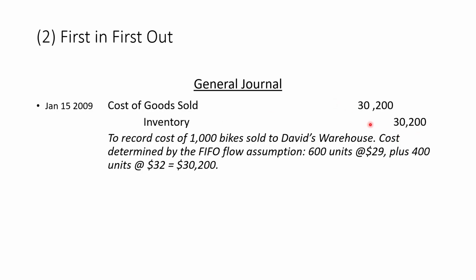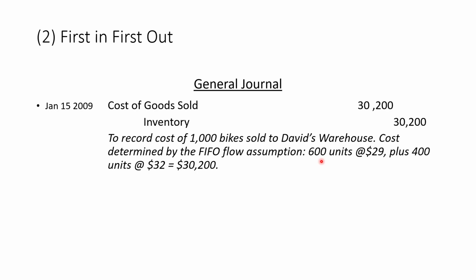We will reduce our inventory stock by 30,200 if we are following the first in first out FIFO method for inventory valuation. So this is the solution for part A, that journal entry, debit, credit. These are the titles of the accounts, COGS and inventory. This is the amount 30,200, and how we get this 30,200 is given in the explanation, the narration of the journal entry.